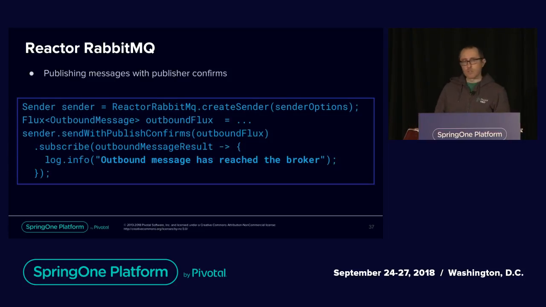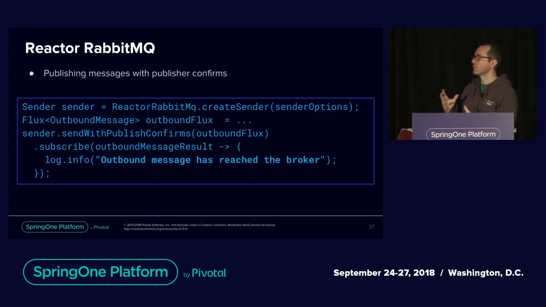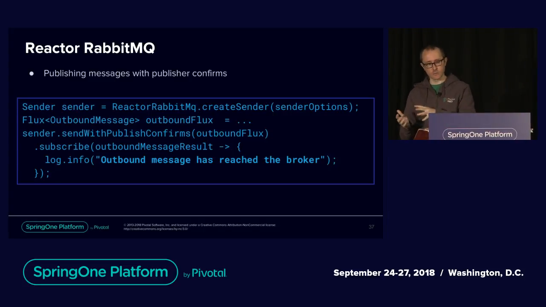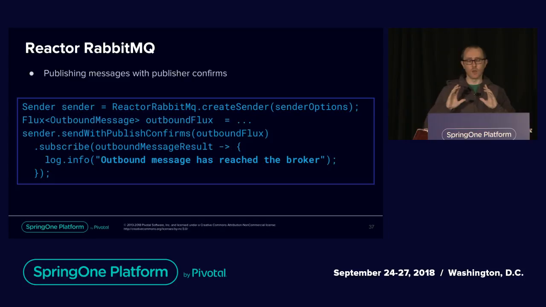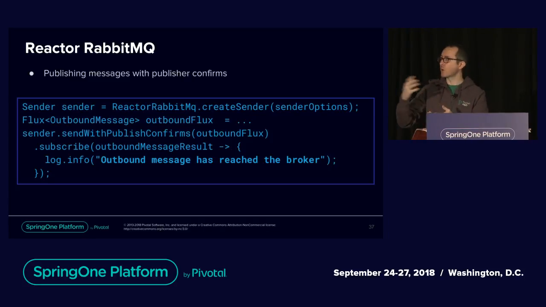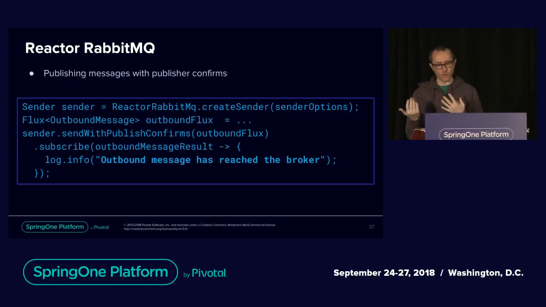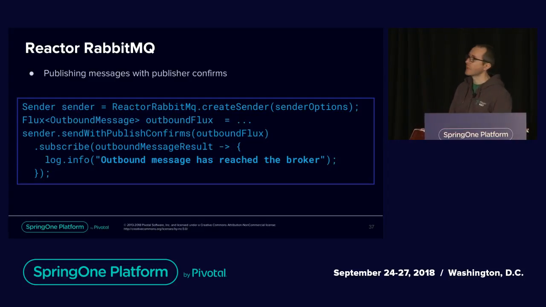We also support publisher confirms. This is an extension in Rabbit whereby you can get confirmation that the broker has taken your message into account. So here you pass in again your flux of outbound messages, and you get a flux of outbound message results, confirming whether your message has been accepted by the broker or not.